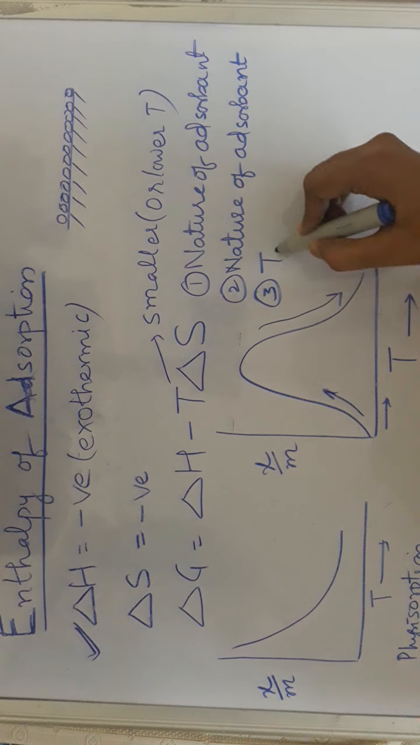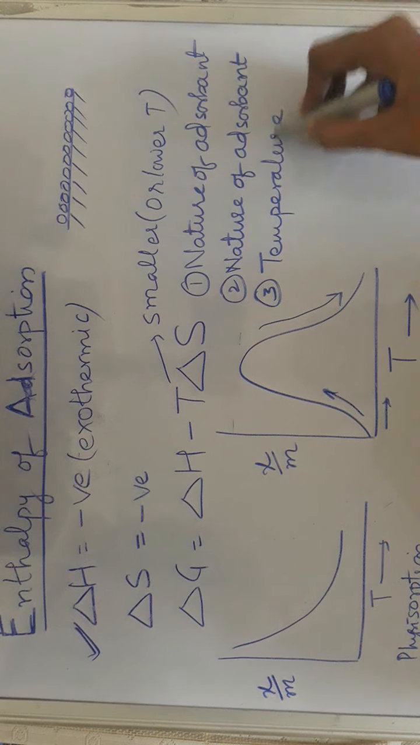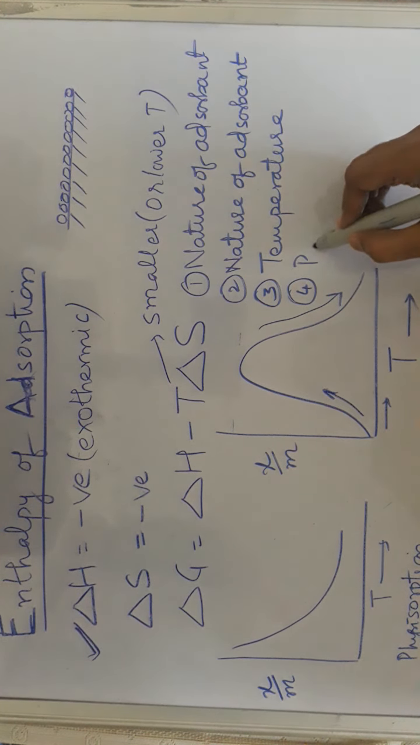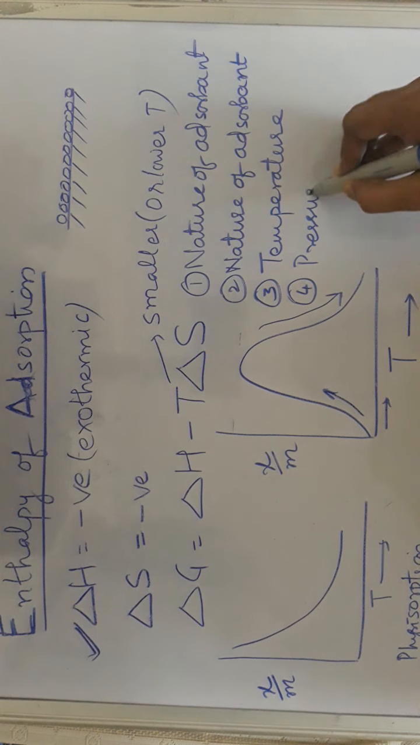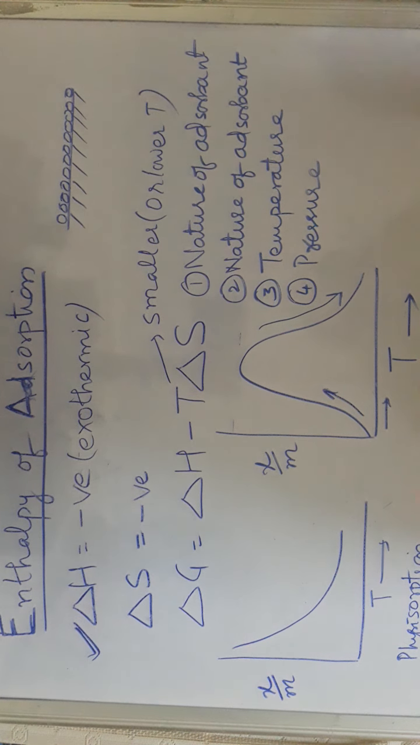Third is temperature. Its effect we have already discussed with the help of a graph. And fourth is pressure. We are discussing gas-solid adsorption, where the adsorbate is gas and the adsorbent is solid. One of the components, the adsorbate, being a gas, pressure has an effect on the extent of adsorption.